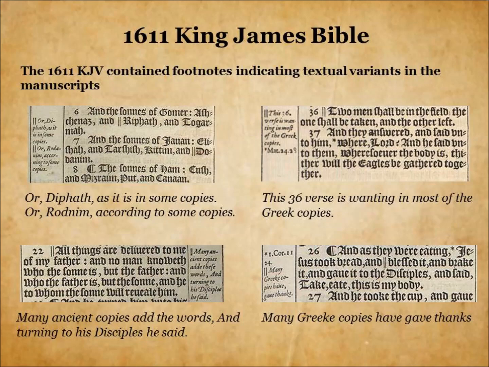The King James translators understood that textual variants existed in the manuscript tradition, and they were not afraid to point that out. They put them in the footnotes, and I wish that the King James Bible today was still printed with the original footnotes that it had in 1611, because if it were, it would be the death blow to King James onlyism, because the King James translators themselves acknowledged that there were different words that could possibly be the correct words in the manuscript tradition.